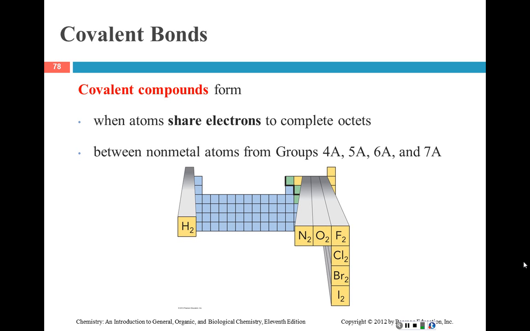So covalent compounds form when you have atoms that are going to share electrons to complete their octets. Typically what that means is that you're going to be looking at these groups 4, 5, and 6 on the periodic table here. These are nonmetals and they're going to be combining, and so anything in these groups, as long as it's not a metalloid, is going to follow this particular rule set.